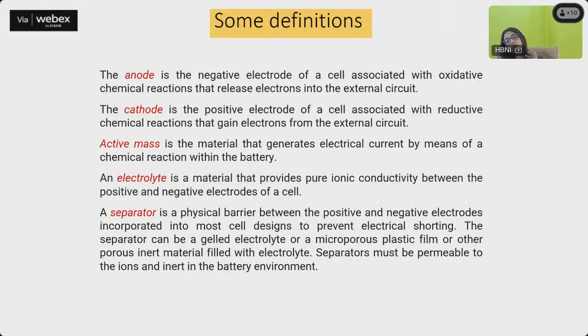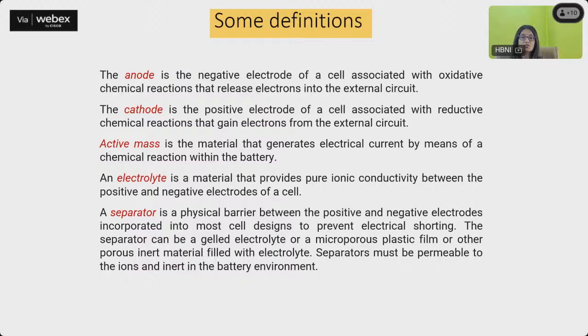Now when we move into electrochemical energy storage, there are a few terms which we will be using quite often. So some definitions you should remember. When we talk about electrodes, we have two kinds: the anode and the cathode. So what is the anode? Anode, if you remember, is the negative electrode of a cell, and it is associated with oxidative chemical reactions that release electrons into the external circuit. On the other hand, the cathode is the positive electrode of a cell, and it is associated with reductive chemical reactions that gain electrons from the external circuit.